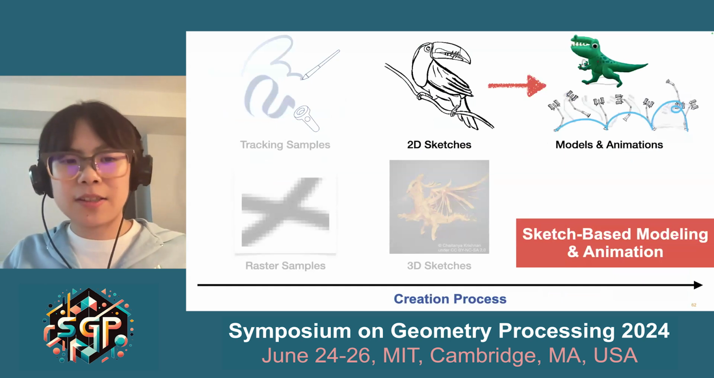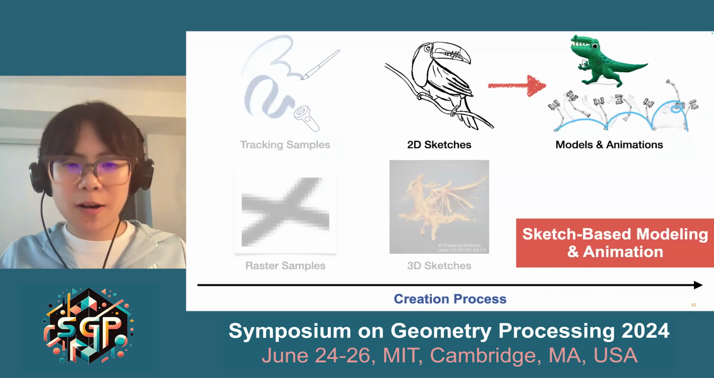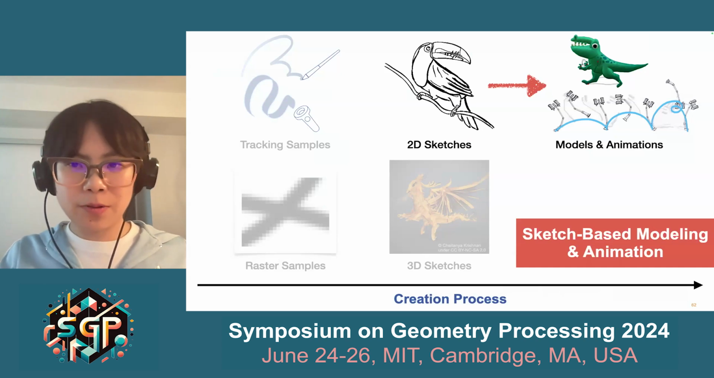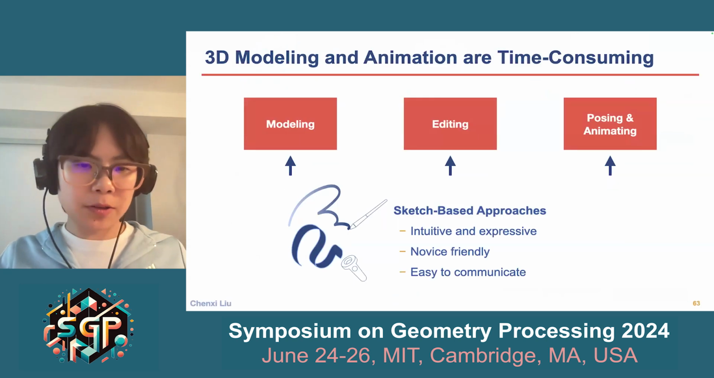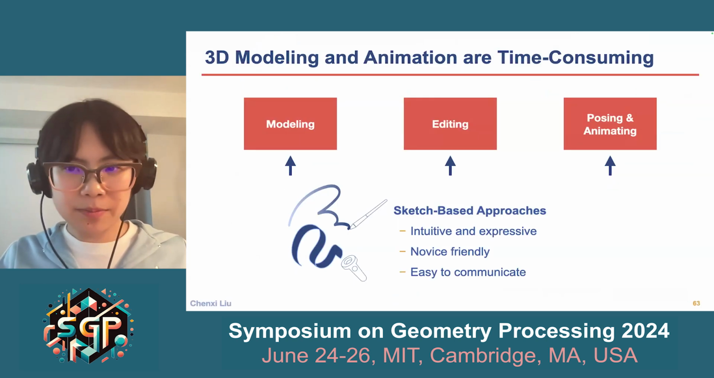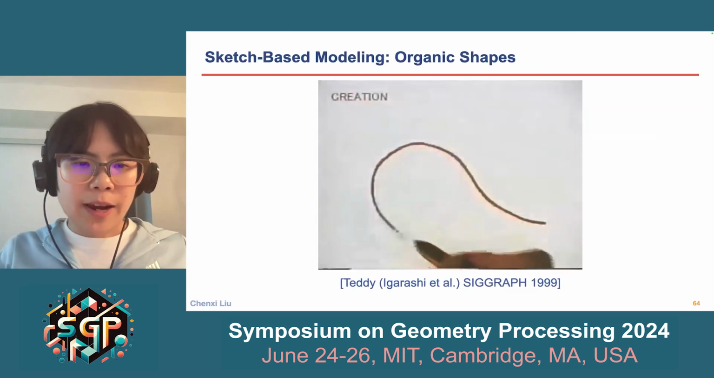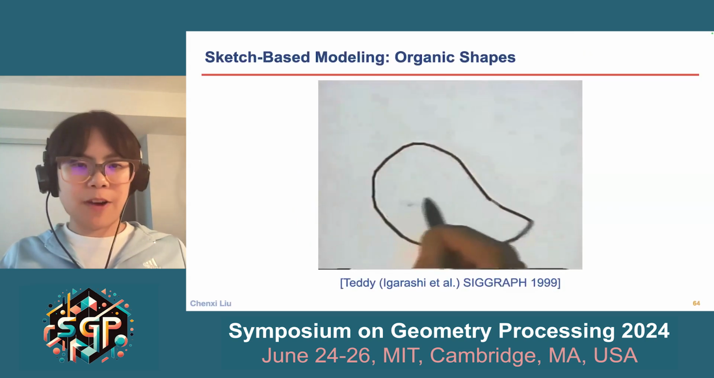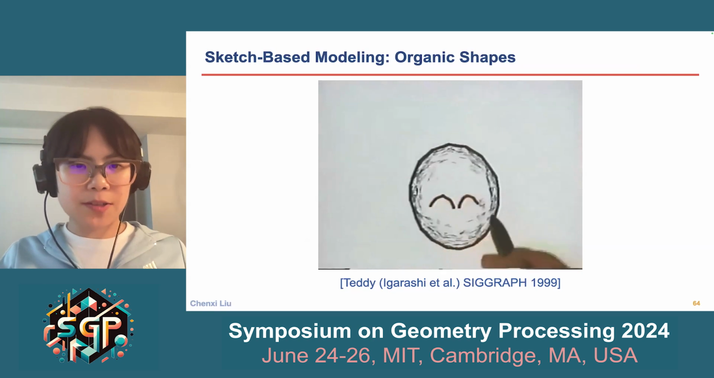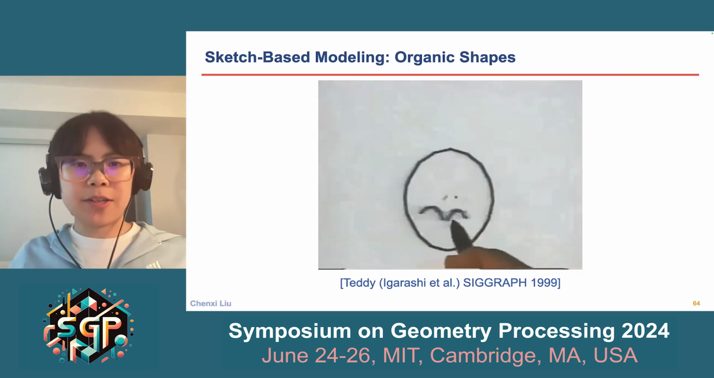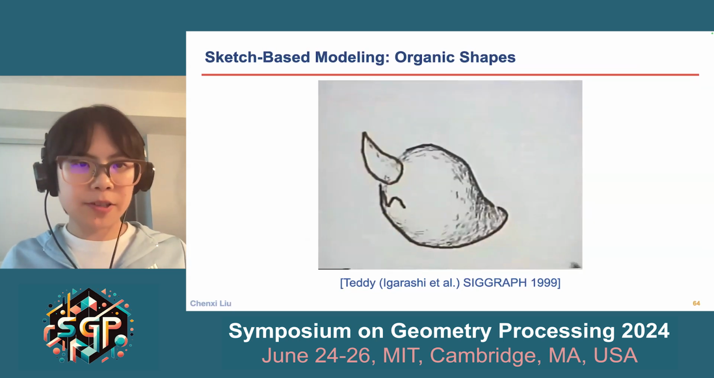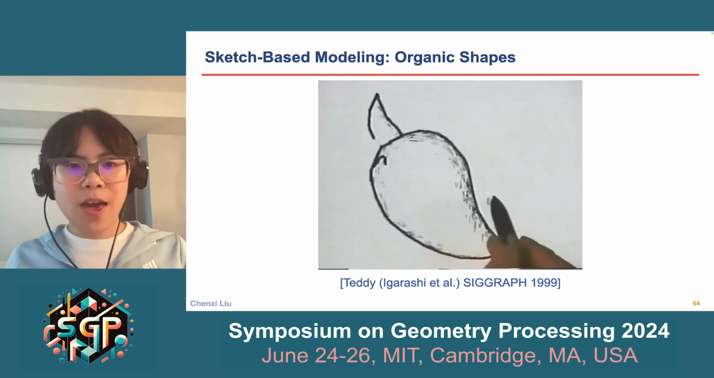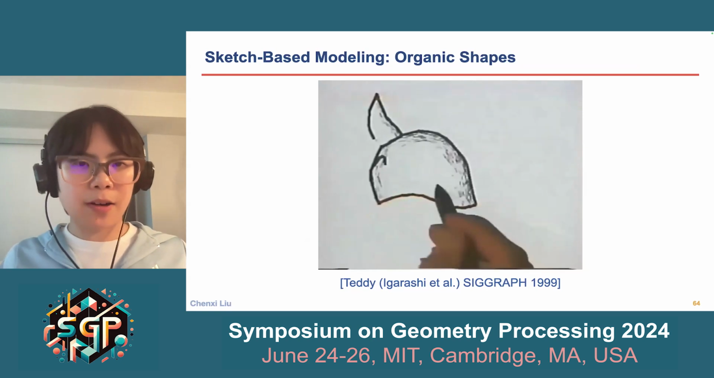Because creating and editing 3D objects is very hard, people have been looking into sketch as a better control for those types of tasks. We are going to talk about sketch-based modeling, editing, posing, and animation. For modeling of organic shapes, the beginning is the very classic Teddy paper. This is a modeling interface. The user can change the camera angle and uses a fixed set of basic operations, such as extrusion, and the system gives real-time feedback of the current model.